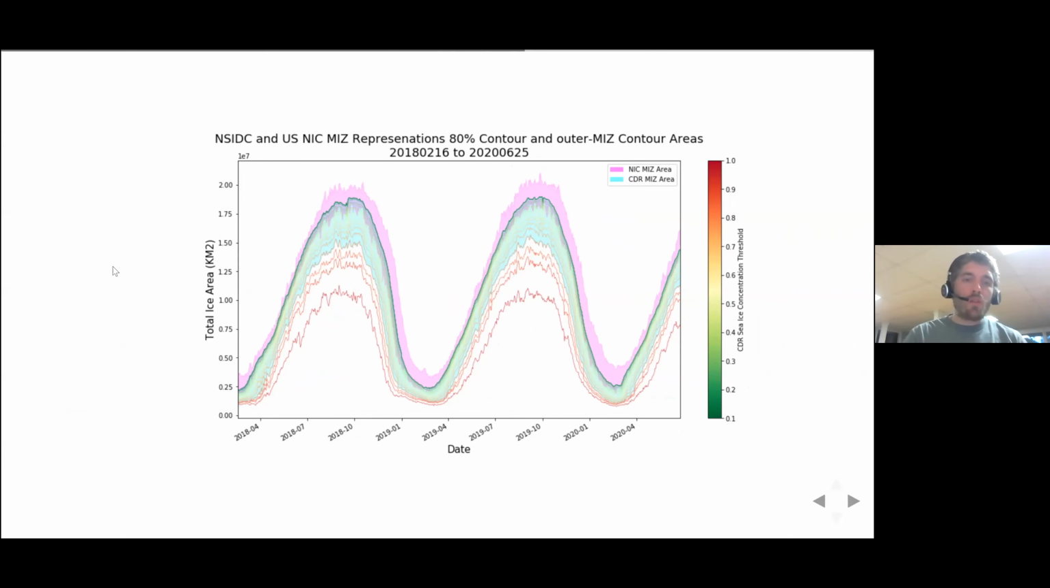I've updated the graph with different inner MIZ boundaries for the CDR product. Each line here represents a 5% increase in sea ice concentration. The lines at the top roughly match the sea ice concentration at the bottom of the NIC data. I also took a more numerical approach to lining these two data sets up and found that the CDR product typically reports about 30% sea ice concentration when the NIC product is reporting 80% sea ice concentration.